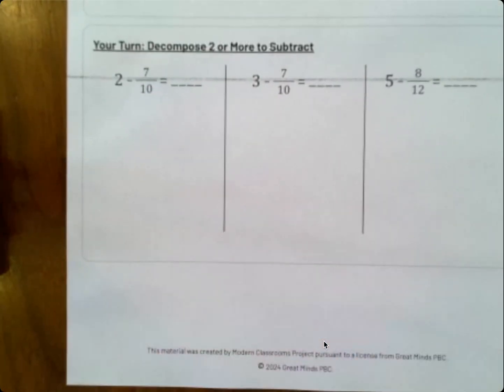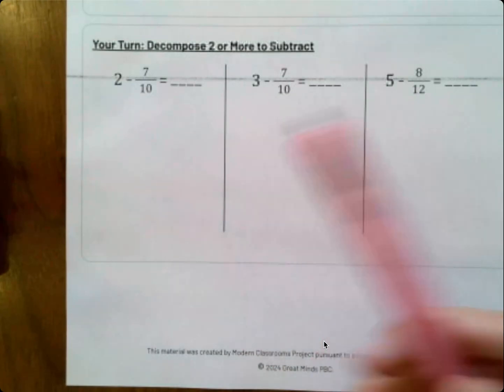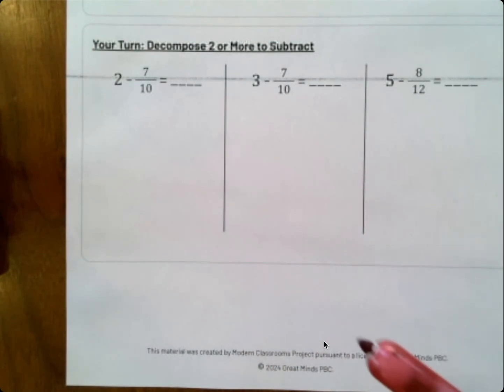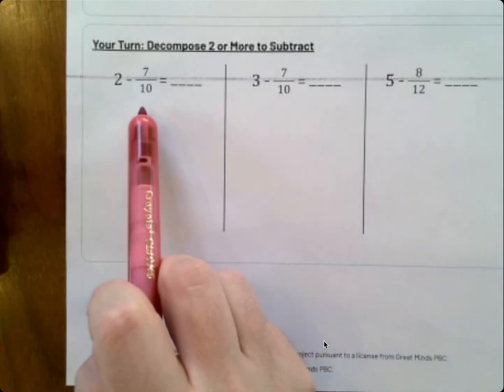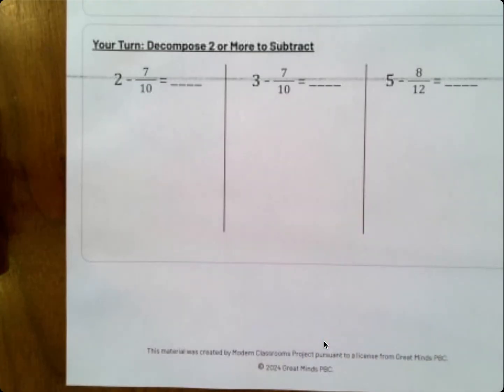Right? So you try it out. Decompose 2, 3, 5 in order to subtract. And remember, in these two cases, your unit is tenths. In this case, it's twelfths. So go ahead, pause the video, try it out, and come back here to check.